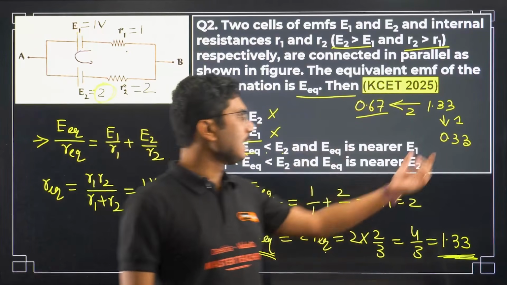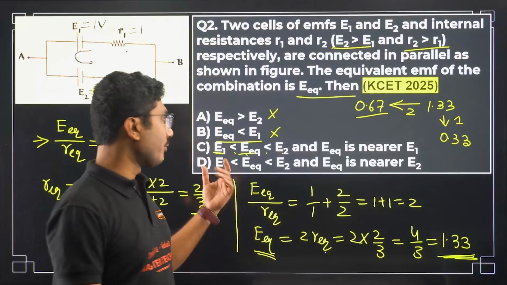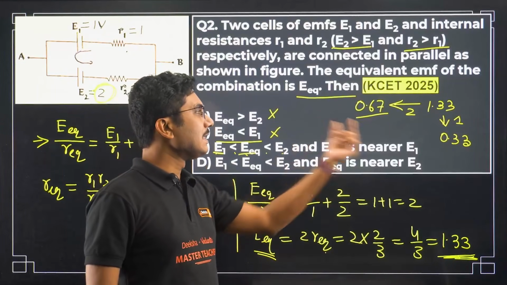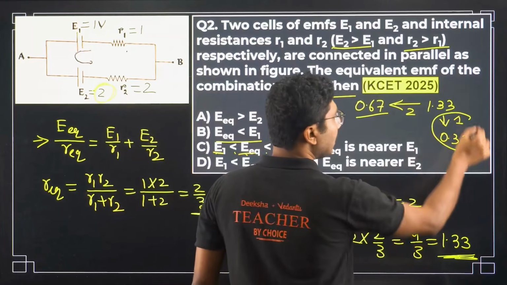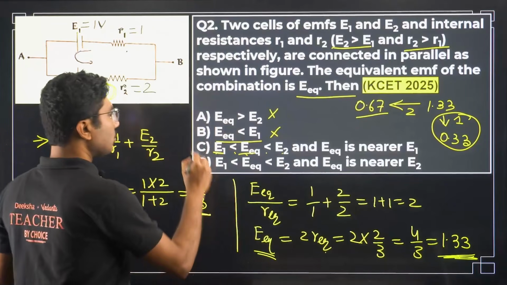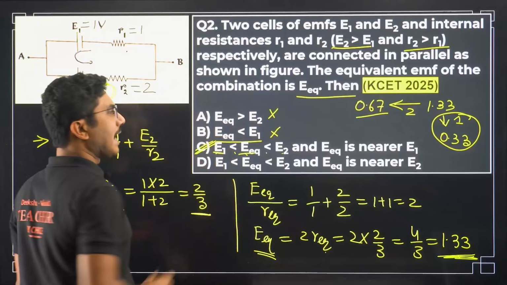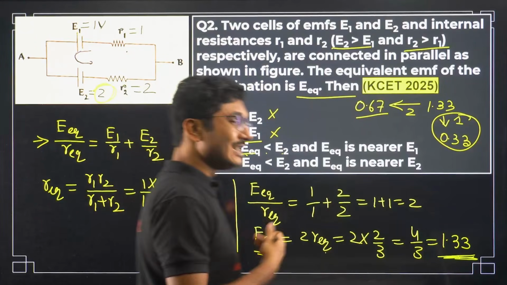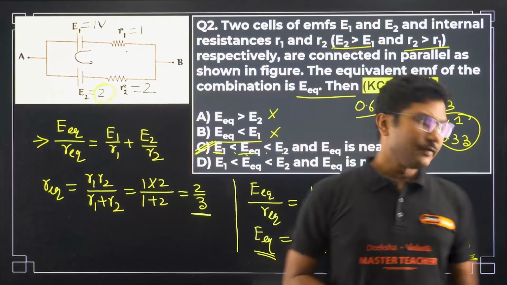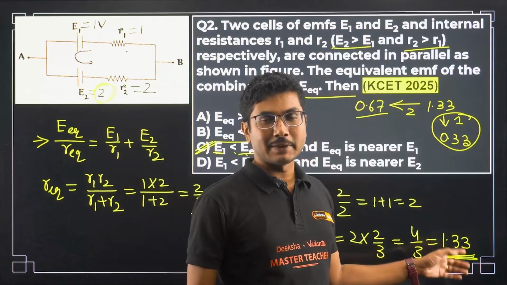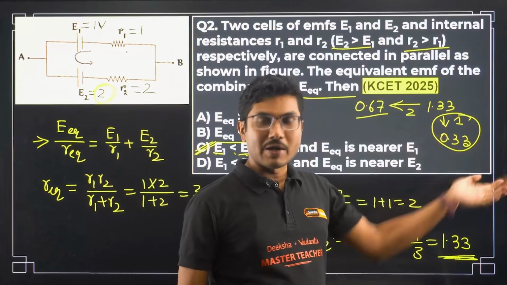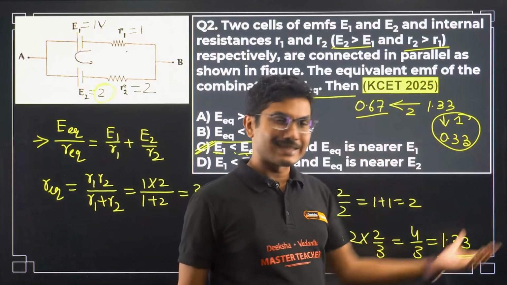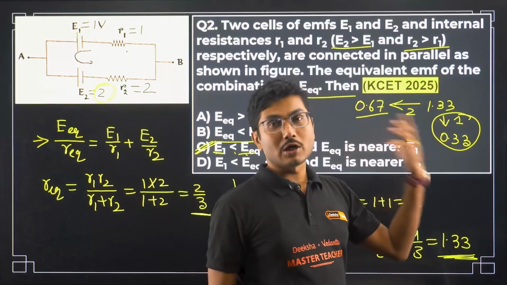0.67 is bigger than 0.33. So obviously the equivalent EMF is nearer to E1. Okay, so this condition is true and E equivalent is nearer to E1. If you found that this number is 1.5 or more, like 1.51, 1.52 or 1.6, then it would be closer to E2.